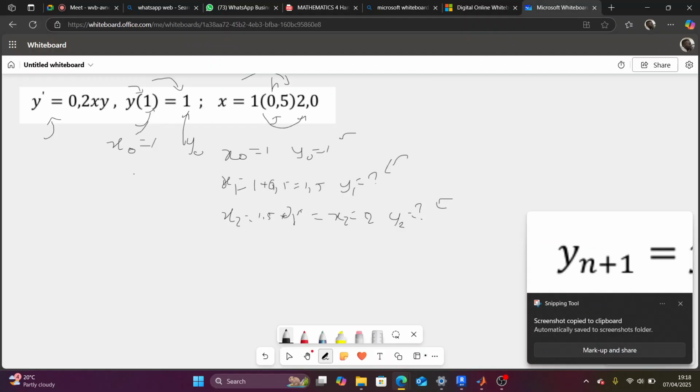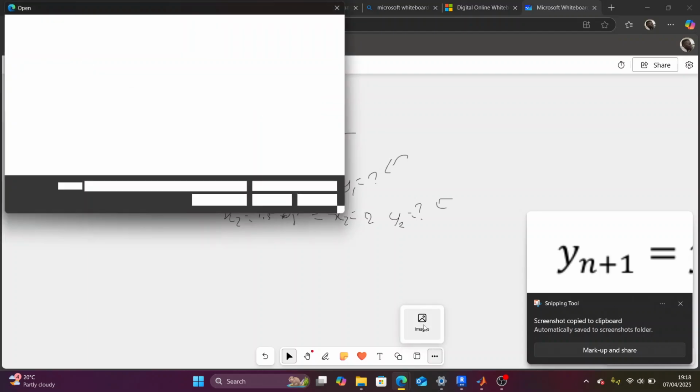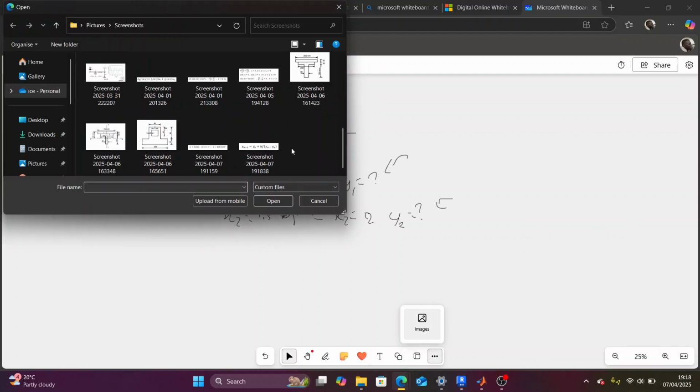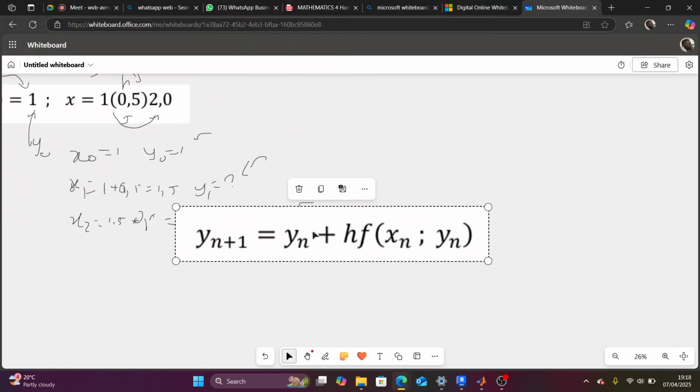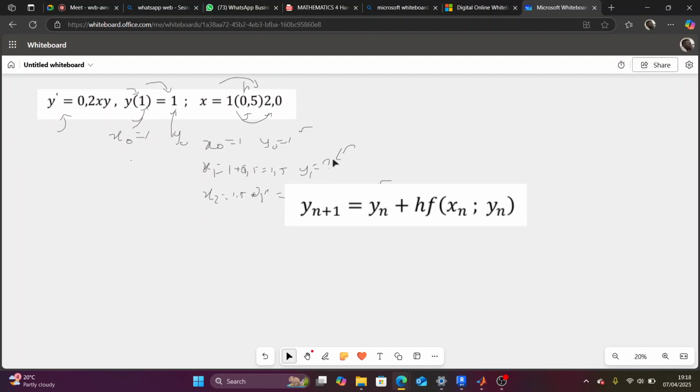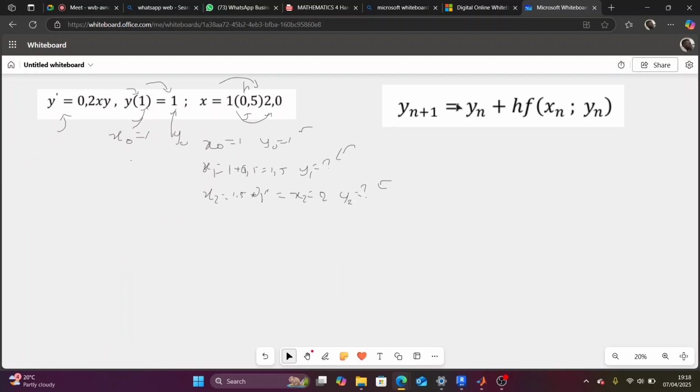So let me paste the formula and then we start solving. The numerical is very easy, guys, but it needs you to pay attention. The way it's easy, it is also easy to make a mistake. So here is the formula, guys. So what does it mean? If you want to rewrite this, remember, you have yn plus 1. Remember?